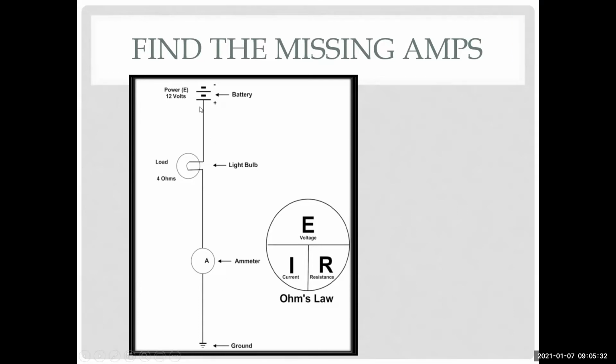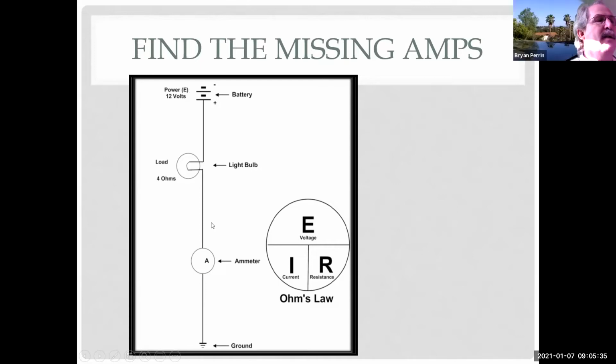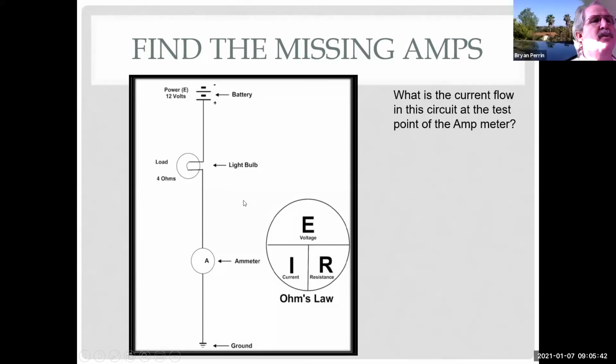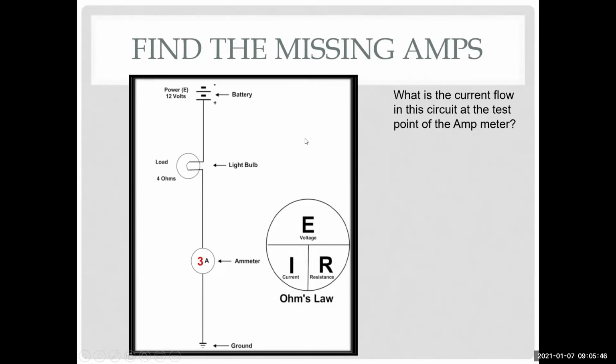Volts. No, volts. Amps is up here, right? The amps. 3 amps, right? Because I got 12 volts, 4 ohms would have to be 3 amps. So what is the current flow of the circuit? It'd be 3 amps. Okay.